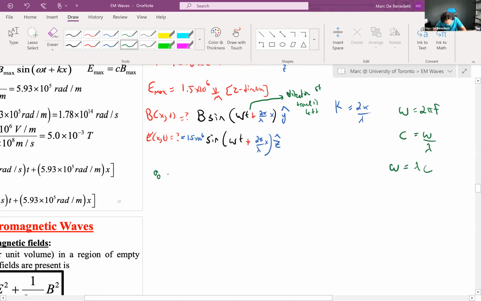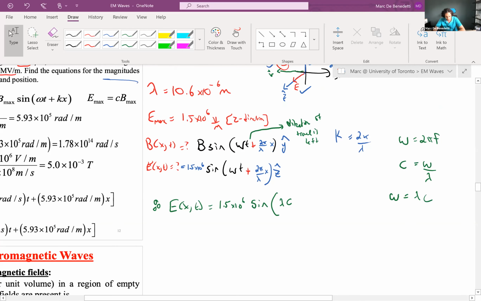So I'd say, therefore, the electric field as a function of space and time is going to be 1.5 times 10 to the 6 sine of, lambda times c. What was lambda? Lambda was 10 times 10 to the minus 6, so that's effectively 10 to the minus 7. Well, it's kind of 11. So we'll say 1.1 times 10 to the minus 7 times 3 times 10 to the 8, times t, plus 2 pi divided by 11 times 10 to the minus 6, x, in the z hat direction. Let me just move this over here.